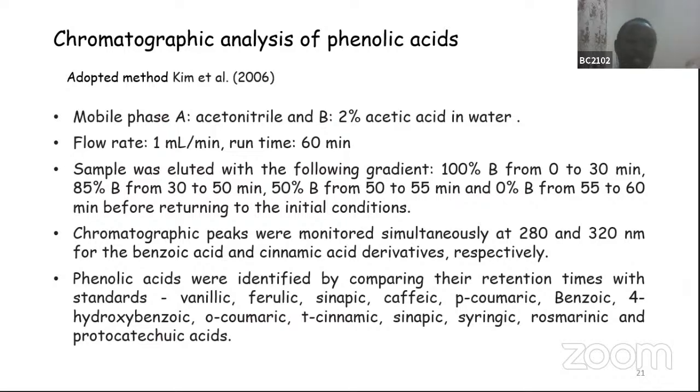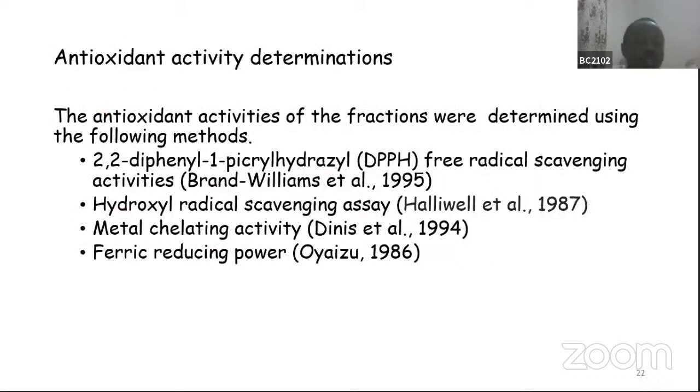Antioxidant activity determination was done using 4 different methods. This includes the 2,2-diphenyl-1-picrylhydrazyl free radical scavenging assay, hydroxyl radical scavenging assay, chelating activity, and reducing power.